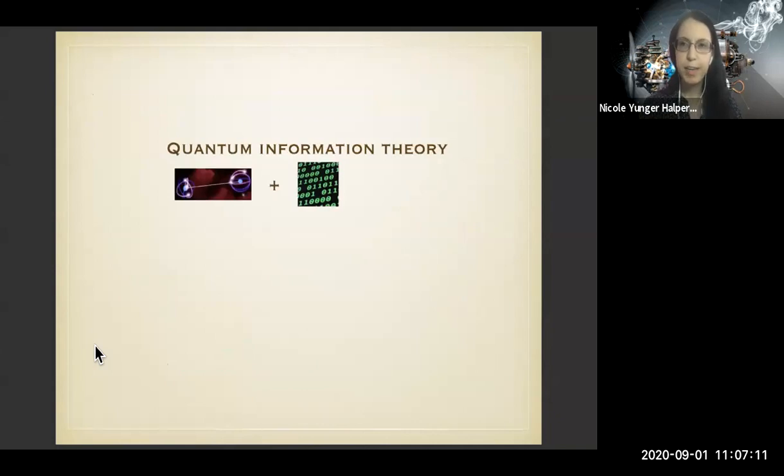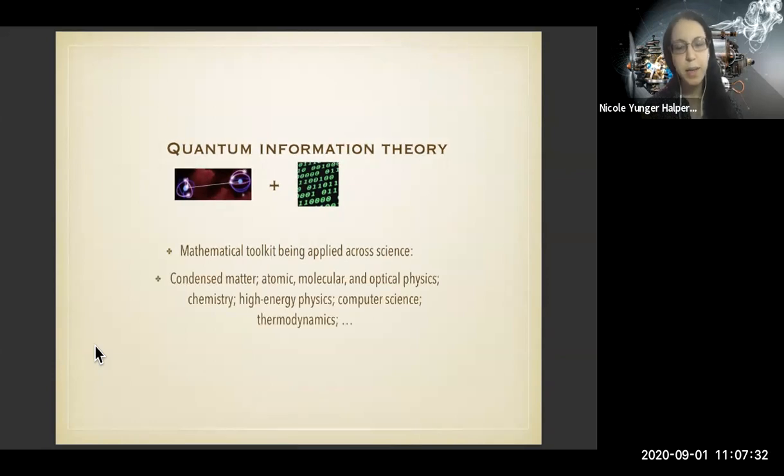Quantum information theory, in part, like thermodynamics, was motivated by practicalities, the promise of quantum computers and quantum cryptography and so on. But now we simply have this wonderful mathematical toolkit that's being used as a lens to gain a new perspective on many different fields in science. Chemistry, condensed matter, AMO physics, high energy physics, and thermodynamics.